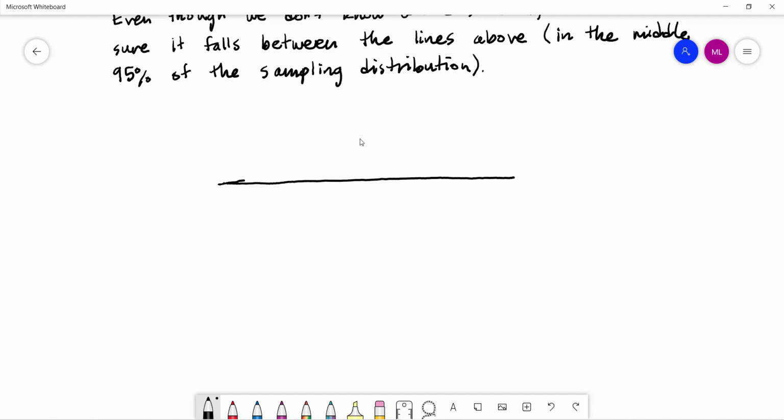Here's my picture. One more time. All the possible values of x bar. Here's the value we're trying to capture. And I'm saying, okay, here are my two cutoffs. This middle area is 95%. If I write it as a decimal, I'll write it as an area of 0.95.